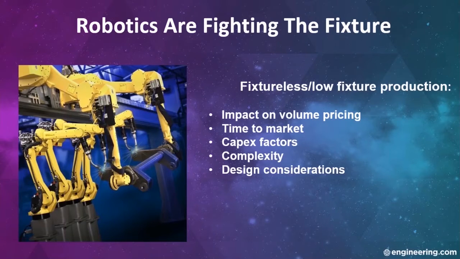Robotics are fighting the fixture. Now, this FANUC application is typical of the current state-of-the-art in fixtureless fabrication and assembly. Now, the important takeaway here is that this system uses conventional off-the-shelf general-purpose robotics with relatively simple end-of-arm tooling, and it relies on the robot's intrinsic repeatability to hold parts in well-defined space for accurate assembly.